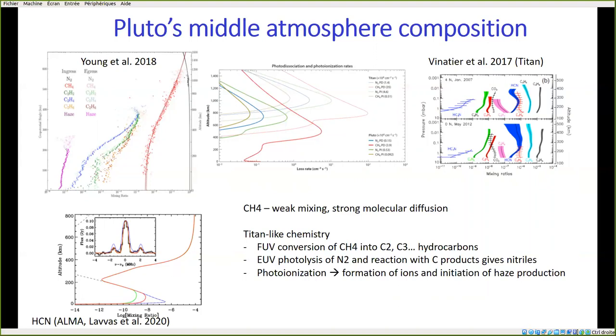So we have a production zone for these molecules in the middle atmosphere, transport to the lower atmosphere, and condensation losses in the lower atmosphere. And this explains the positive slope of the hydrocarbon mixing ratios, which increase with altitude. This situation, in fact, is similar to Titan, where most of the hydrocarbons also increase with altitude.